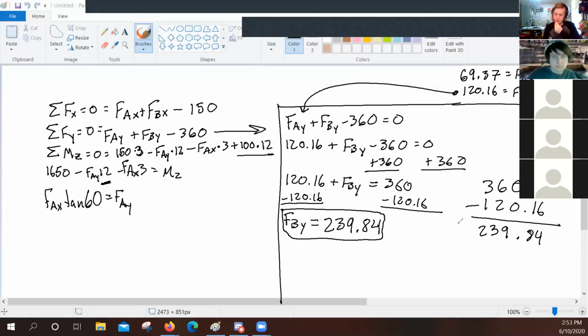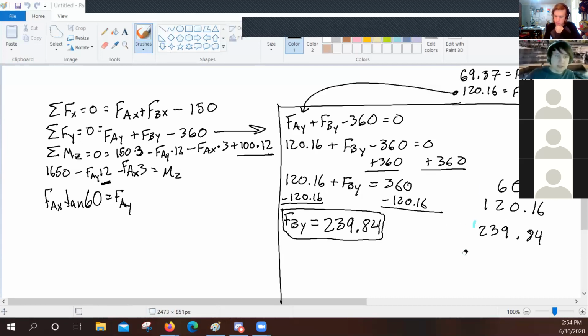Okay. And yeah, these ones, when we add these together, they just equal 0. When we add these together, they equal 0. And 0 plus 360 is 360. That's how this goes here. Okay. So any other questions?